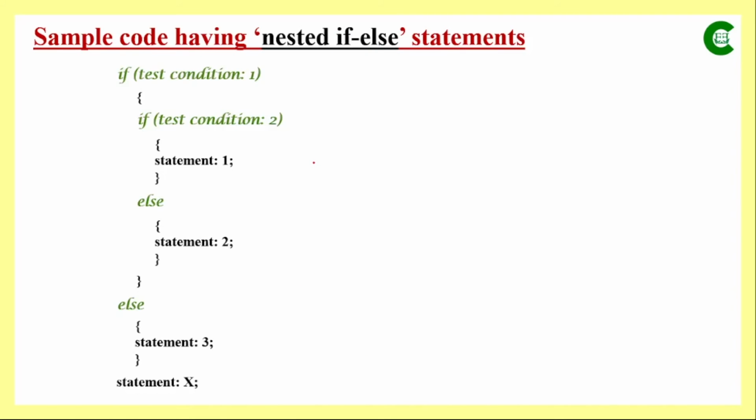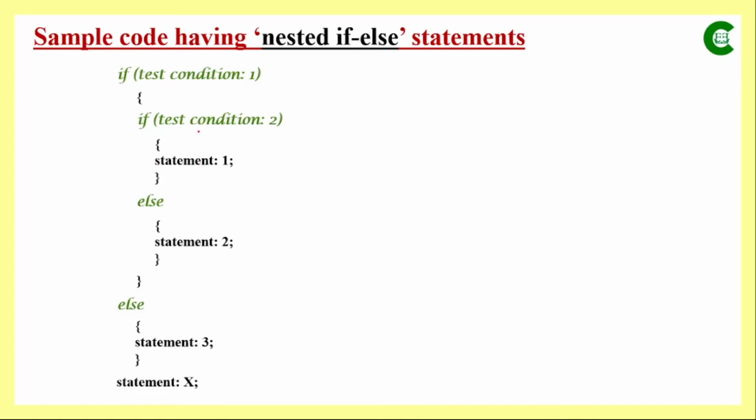Now this is the syntax of nested if else in C programs. Here we are checking the first condition, and if that condition is true, then the program flow will go here and it will check the second condition. And if that condition is also true, then this statement 1 will be executed.